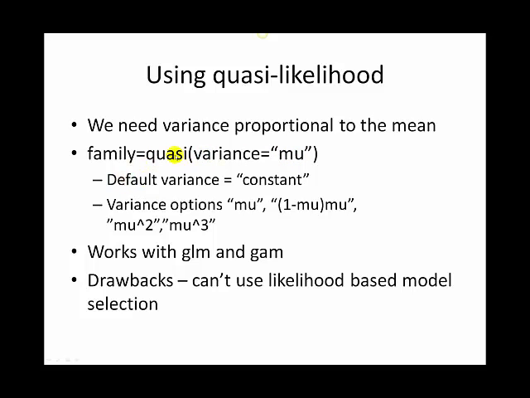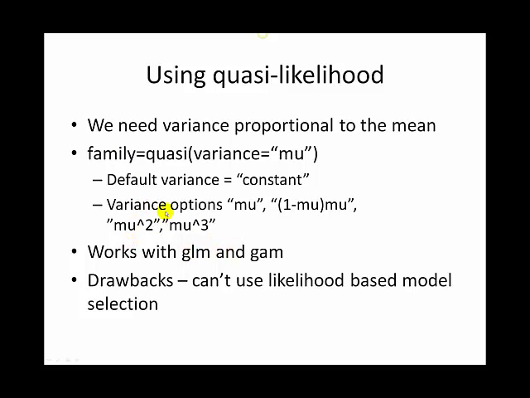The default for the quasi function is variance equals constant, which is exactly the assumption that we have if we use a Gaussian distribution. And we've got a whole bunch of options in this case with the quasi family. We've got the mu option, which we'll use here, 1 minus mu times mu, which would give us a binomial-like option. Mu squared and mu cubed are all possible ways to model the variance as a function of the mean.